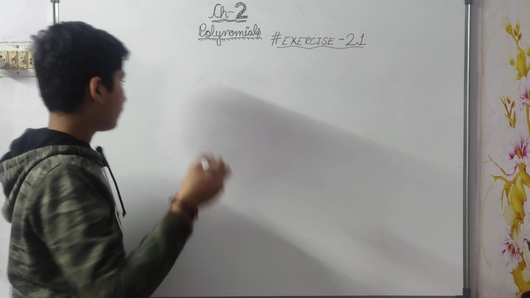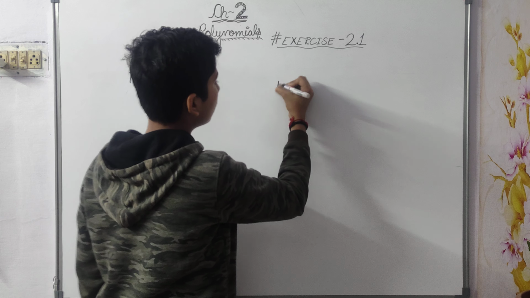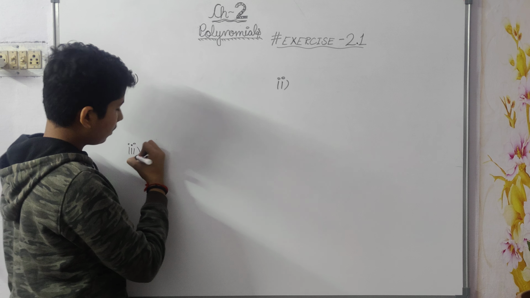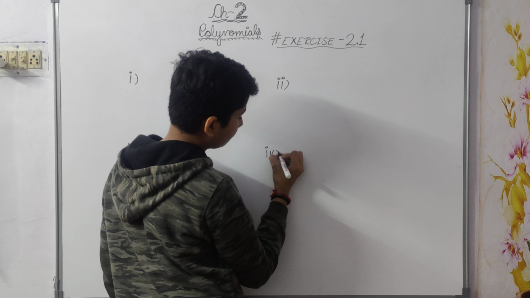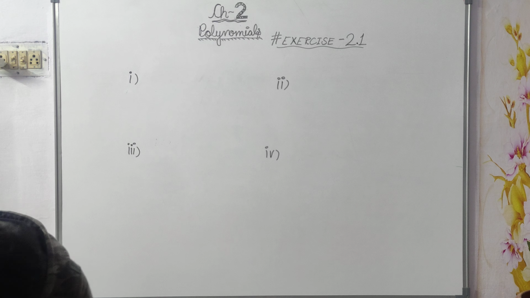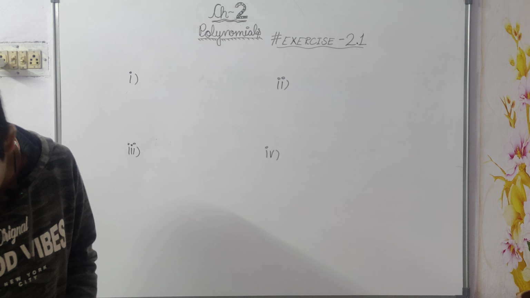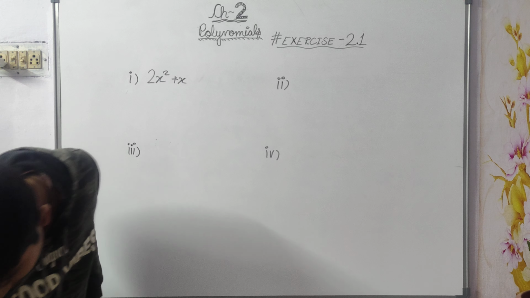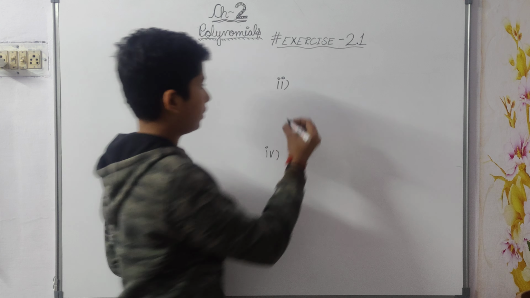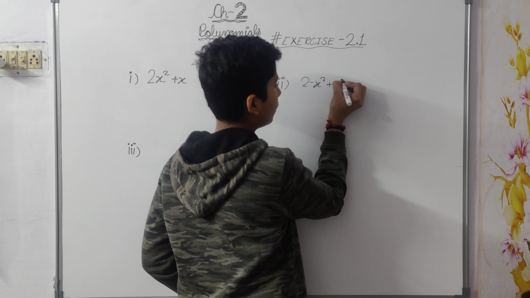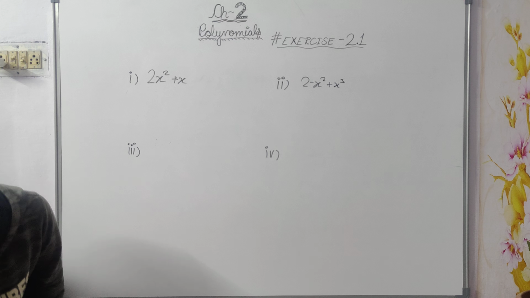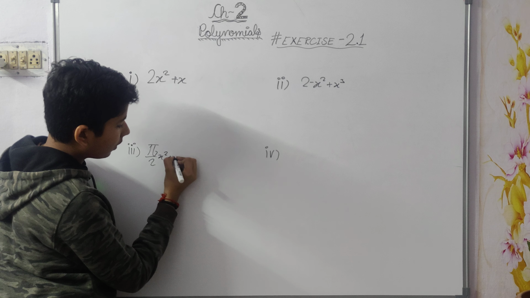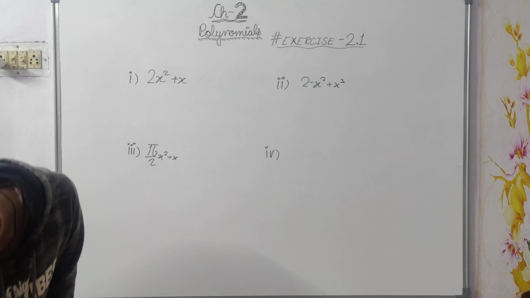Now next one, question number 2. There are total 4 parts. Using my green marker, the options are given: 2x square plus x, 2 minus x square plus x cube, pi by 2 x square plus x, and root 2x minus 1.